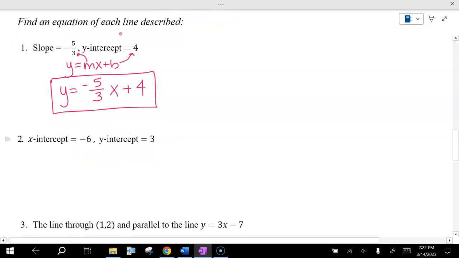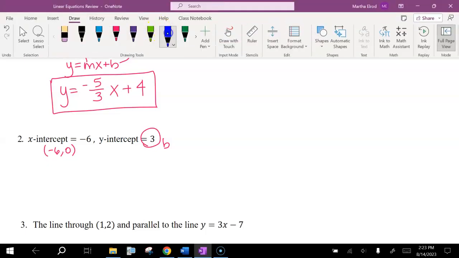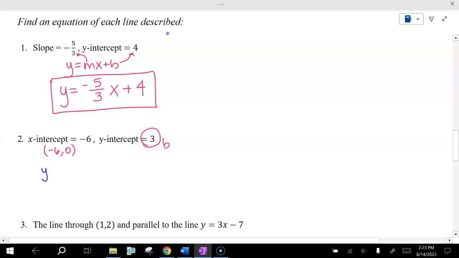Now, in this next one, they try to trick you a little bit. They tell us our x-intercept is negative 6, and they tell us our y-intercept is 3. Well, this right here, we could plug into slope-intercept form because we know the y-intercept, but this x-intercept right here is actually a point. If our x-intercept is negative 6, that means the point is actually negative 6 comma 0. So if we have the slope and a point, really the easiest equation to use is our point-slope form, which is y minus y1 equals our slope times x minus x1.